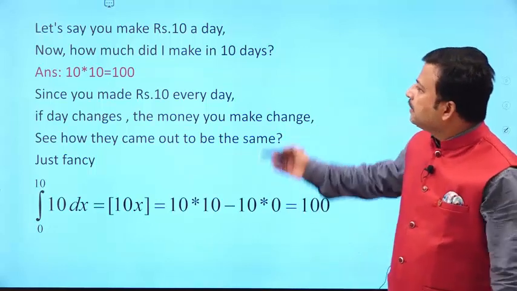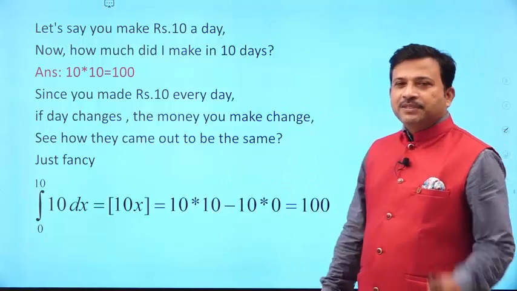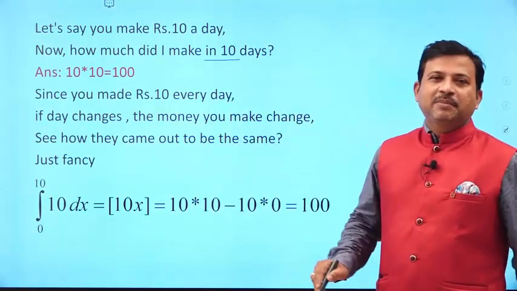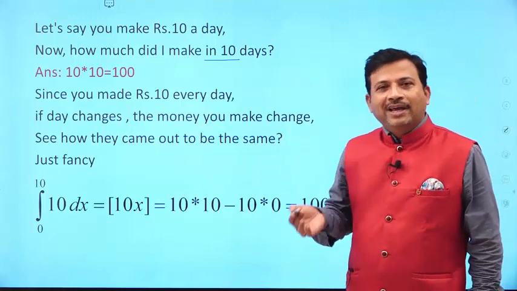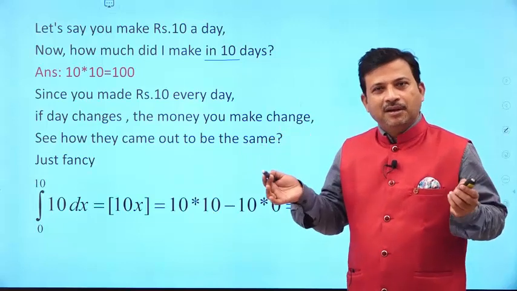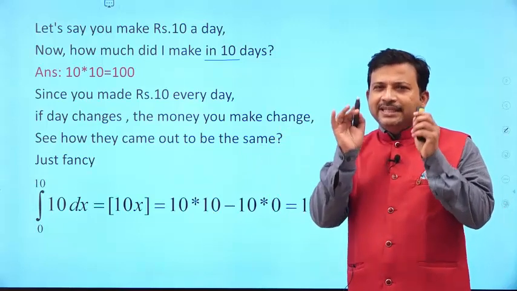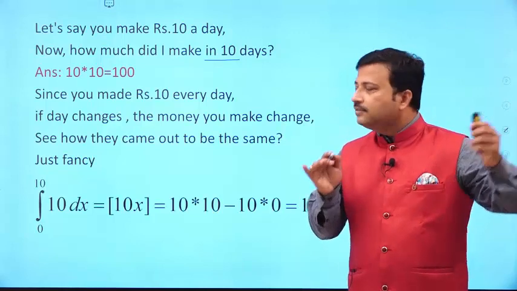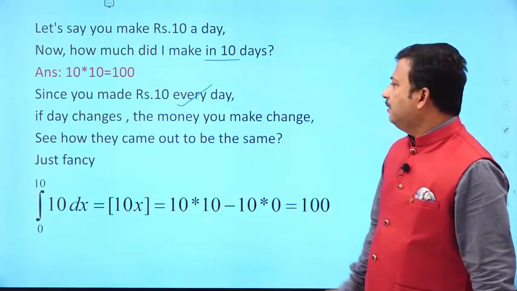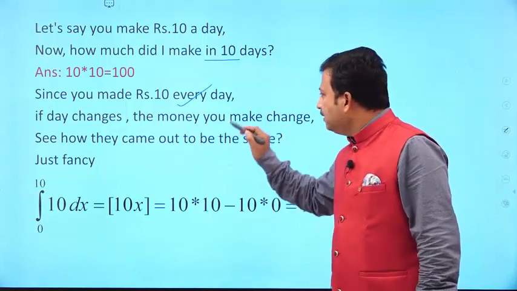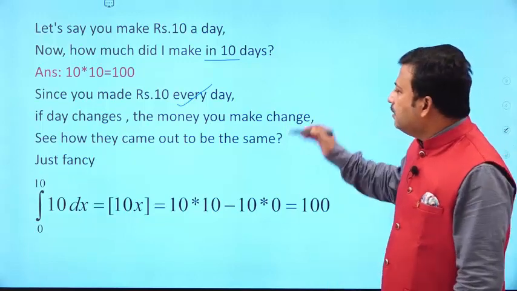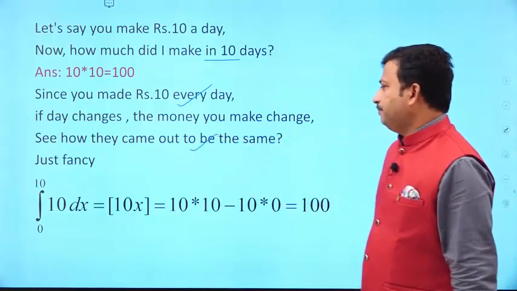Let us say you make 10 rupees per day. How much money will you make in 10 days? That is my question. So, 1 day 10 rupees, 10 days 100 rupees. Very simple. I want to represent this in terms of integration. Since you made 10 rupees every day, if the day changes, the money you make changes. Is it clear? See how they come out to be the same.